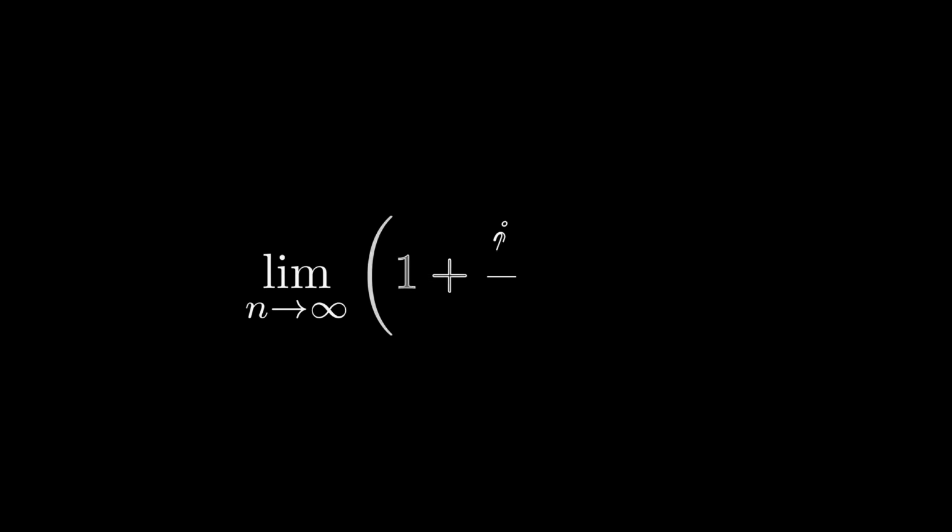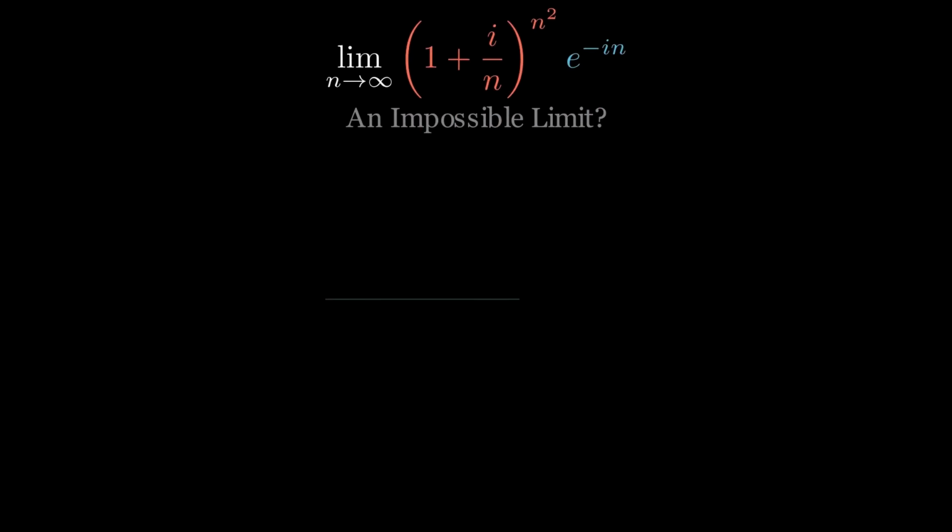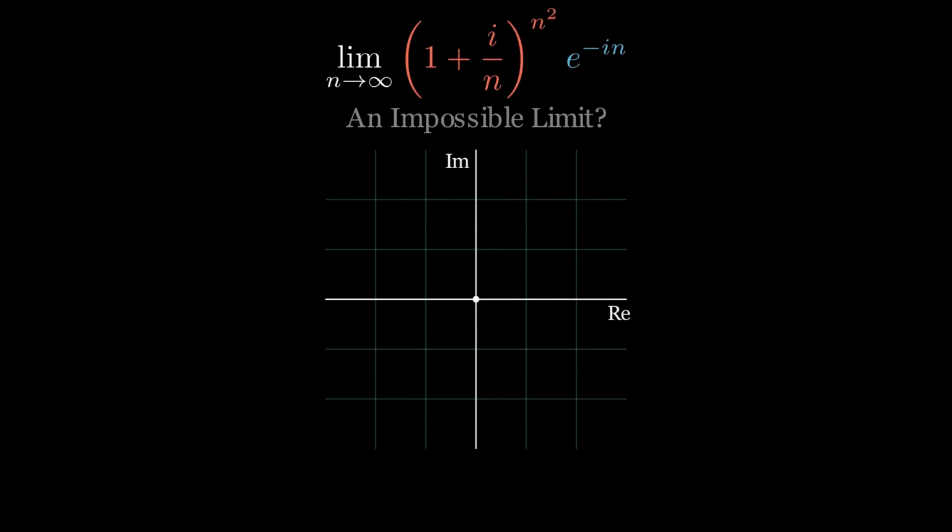Take a look at this limit. As n goes to infinity, (1 + i/n)^(n²) times e^(-in). At first glance, it feels impossible.